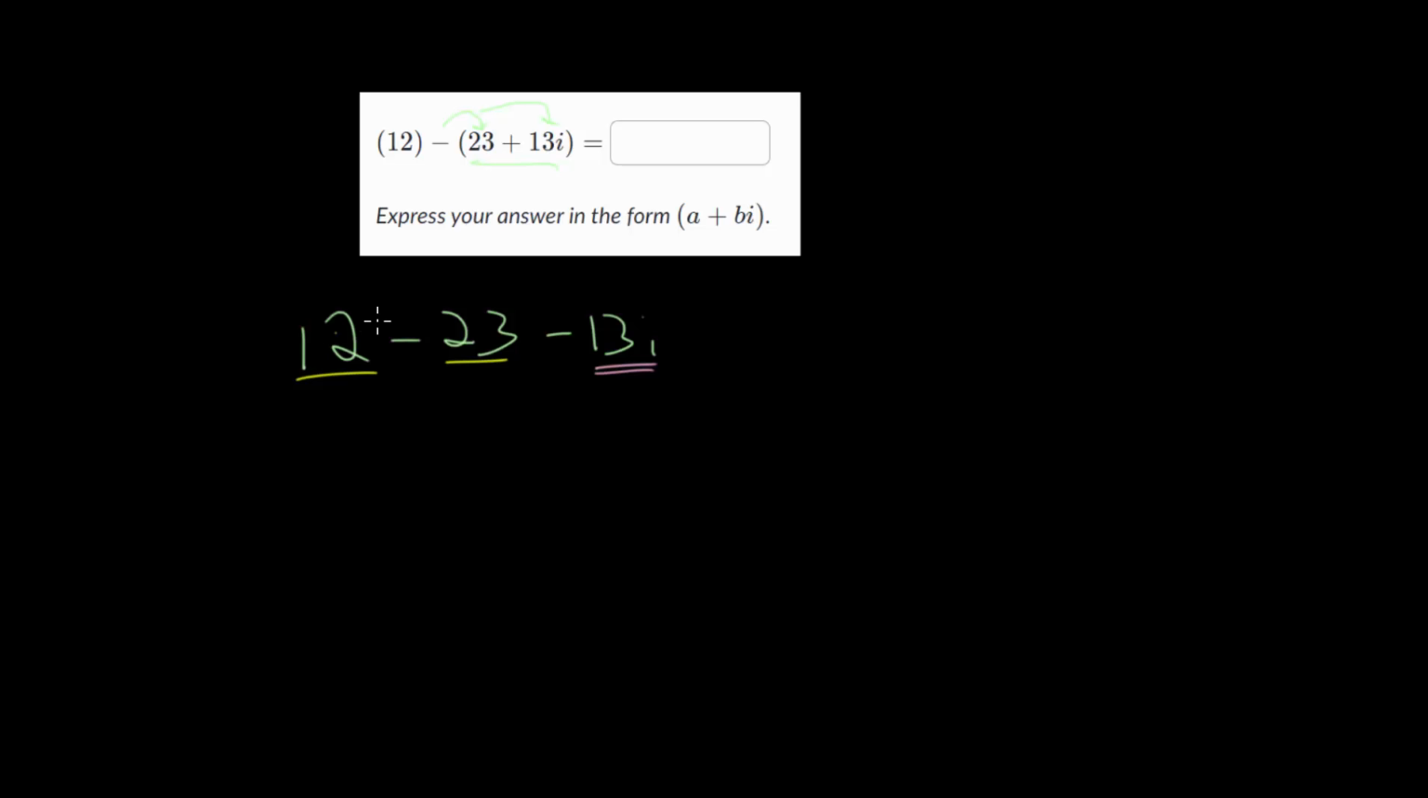Now, combining 12 minus 23, that's going to be minus 11. And we just bring down the minus 13i, since that's the only imaginary part. So this right here will be our final answer when subtracting this complex number from this one.